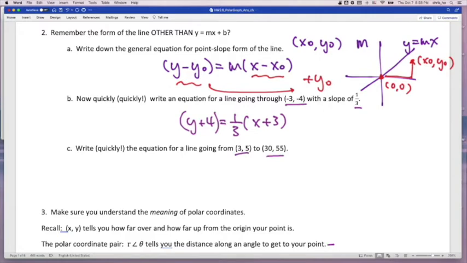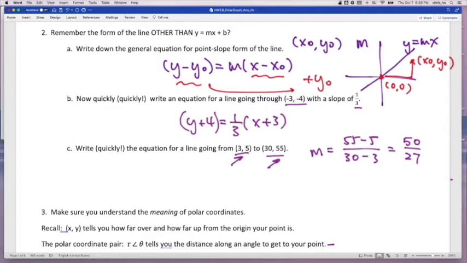Given 2 points, I need to first calculate the slope. So what is the slope m? Change in y, which is 55 minus 5, over change in x, 30 minus 3. 55 minus 5, of course, is 50. 30 minus 3 is 27. Unfortunately, it cannot be simplified, so that's fine. We'll use that number. And I can pick either one of these points to be my x0, y0. Doesn't matter. The equation will come out to be equivalent.